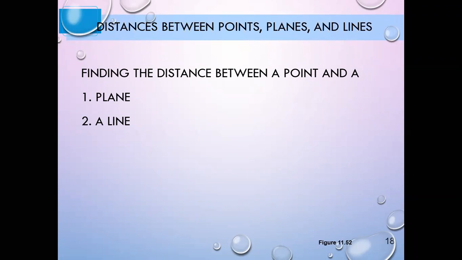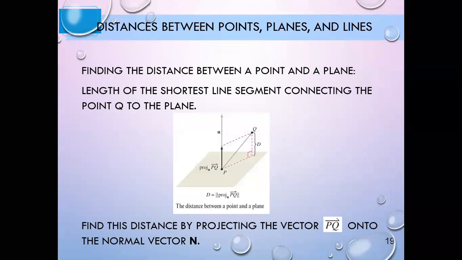Finding the distance between a point and a plane and a line is the place we're going to go next. Okay, we want to find distances between points and planes and points and lines. Okay, so let's do it. Finding the distance between a point and a plane. Okay, so here's this point Q right here. And I want to know the distance from that point down to the plane.